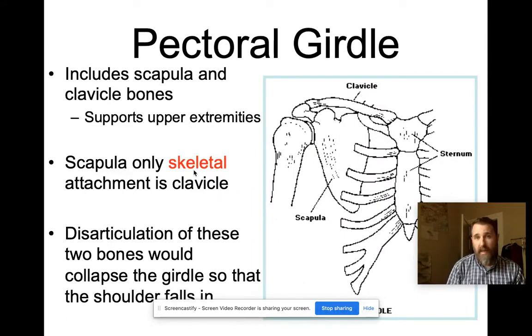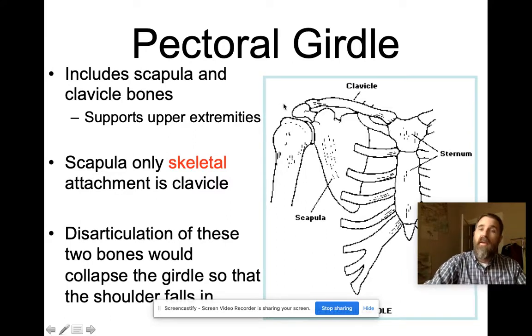Now getting into the pectoral girdle. The pectoral girdle is where your arm joins the rest of your body. Your arm is connected to the scapula. The scapula is connected to the clavicle, and the clavicle is connected to the sternum. That is the only skeletal attachment between your arm and the body. And that allows for this huge range of motion that we have.